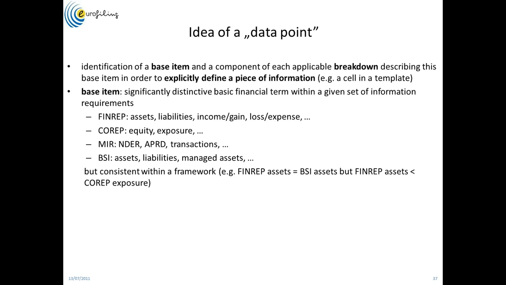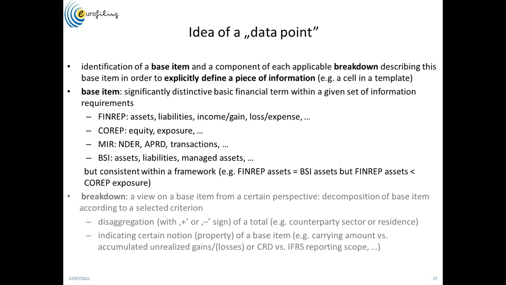So we start with the base item, and the initial definition is that a base item is a significantly distinctive basic financial term, and it also refers to which framework we are talking about. So FINREP, which is mostly IFRS, the base items are assets, liabilities, income, gains. For COREP, we have equity exposures and interest rates, and narrowly defined exchange rate and transaction businesses. In the statistics, we have very similar information to what is in FINREP. And these base items, we try to make them consistent so that at the end we have a common framework for FINREP, COREP, and the statistics, which use the same primary item if they mean the same.